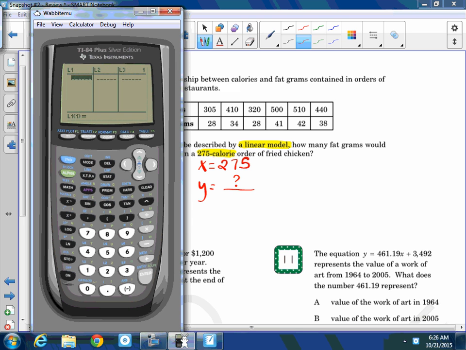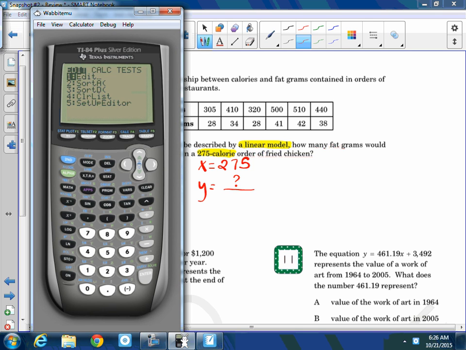I'm going to go to stat and write down my X's. 305, 410, 320, 500, 510, and 440. And then I'm going to write my Y's. 28, 34, 28, 41, 42, and 38. I'm going to take a few seconds just to make sure that everything is all right. 305 with 28, 410 with 34, 320 with 28, 500 with 41, 510 with 42, and 440 with 38.